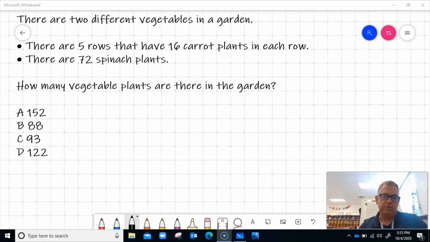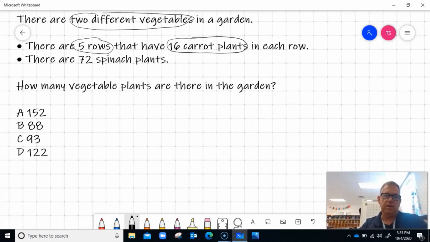So first off, I have 2 different types of vegetables in my garden. The first one we're talking about, there's 5 rows of it, and there's 16 carrot plants in each row. And then I also have 72 spinach plants. Next thing I'm going to do is underline my question, to make sure I answer it. How many vegetable plants are in the garden?